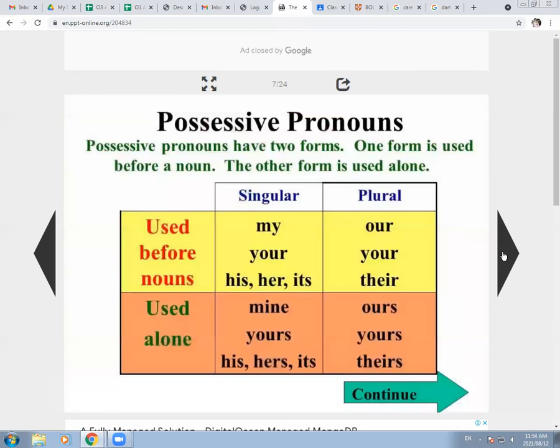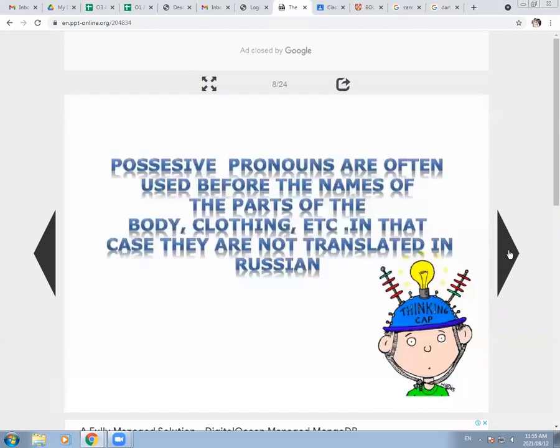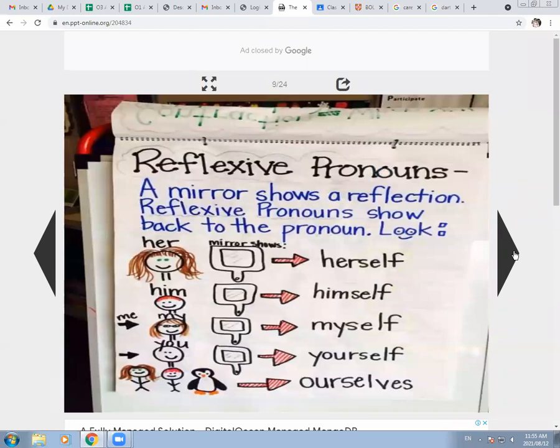Possessive, we are done with, right? My, your, his, her, its, mine, yours, his, hers, its. So these all we are done with. Our, your, their, ours, yours, theirs. These are the possessive pronouns. I'm just quickly moving forward because we are already done with this.